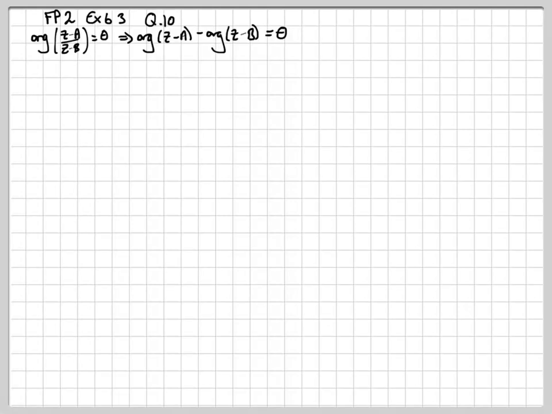Exercise 6.3, question 10. What I've done to begin with is just to have a quick look at how this type of loci actually works. So I've rewritten the problem, as you'll see, just using the properties of the arguments of complex numbers. Now in fact, if we've got the argument of z minus a minus the argument of z minus b equal to theta, then what we'll get is the arc of a circle, and we'll just look at that to begin with.